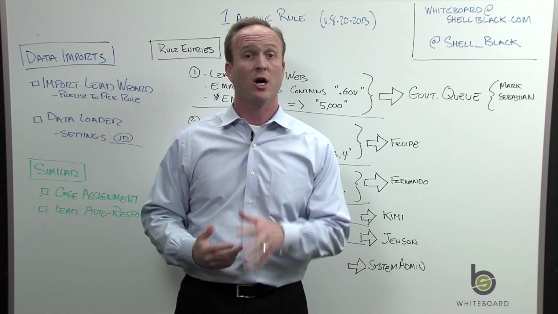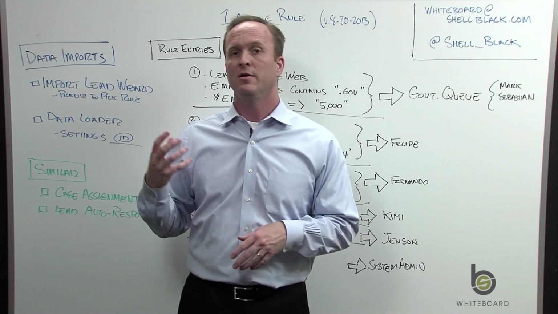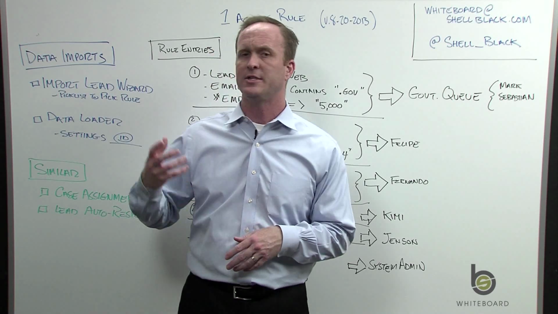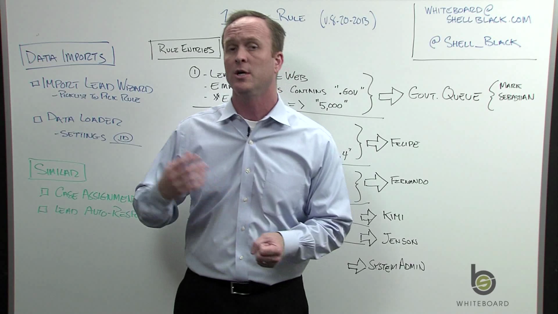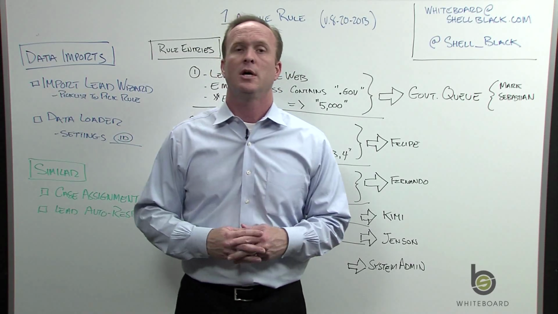So for example, a government lead goes to your government guy, folks that handle a certain territory. Maybe you have a territory rep that works Arizona, you want to make sure that leads that are in the state of Arizona go to this person, and so on.